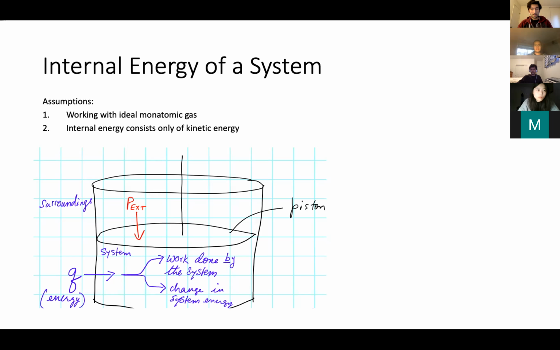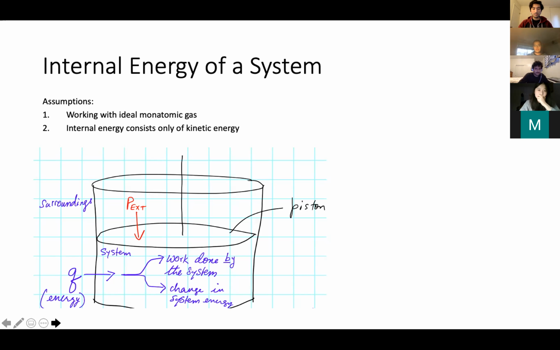And the main reason for that is because if we want to model the internal energy as only consisting of kinetic energy, meaning that the only energy that the molecules have is that they bounce around and that there's no rotation or anything else going on, that's the main reason why we say that it's a monatomic gas. It just simplifies some of the equations.